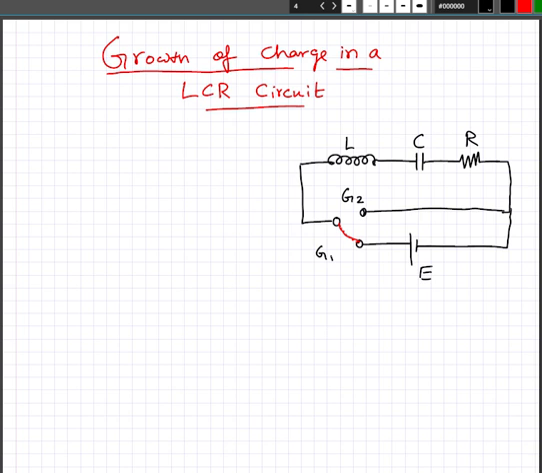Dear students, in this class, let us discuss growth of charge in an LCR circuit. So we have learned the growth of charge in a capacitor using a CR circuit and also the decay. So I will just summarize what we have studied so far. So CR circuit, growth and decay, and LR circuit, again growth of current and decay of current.